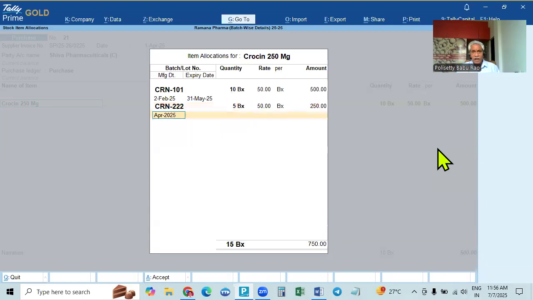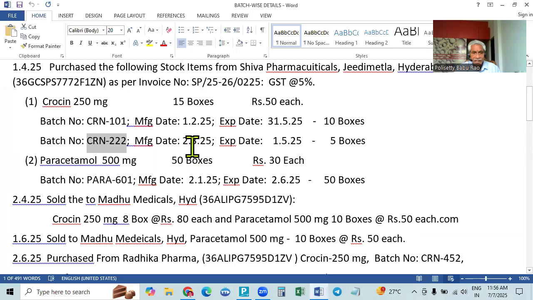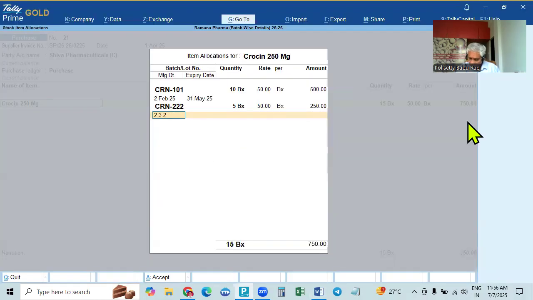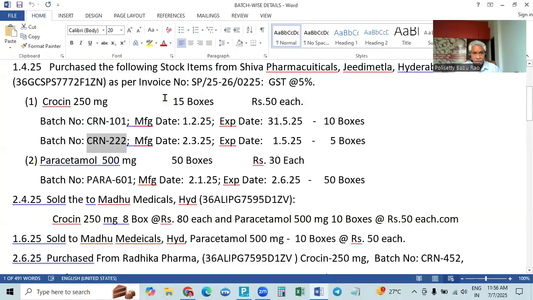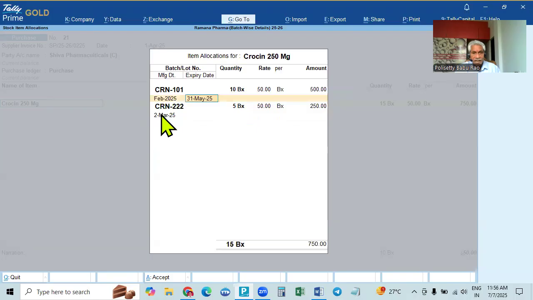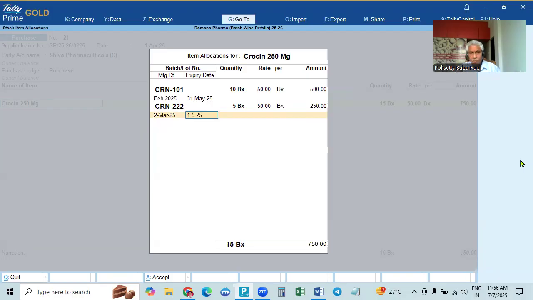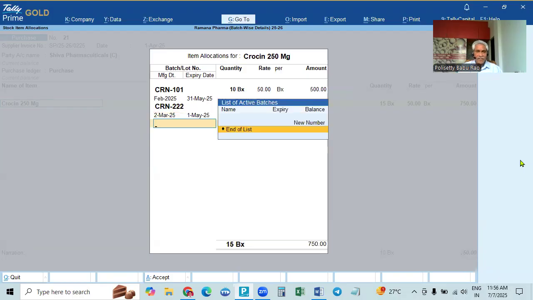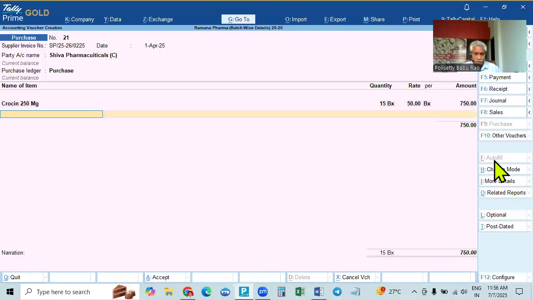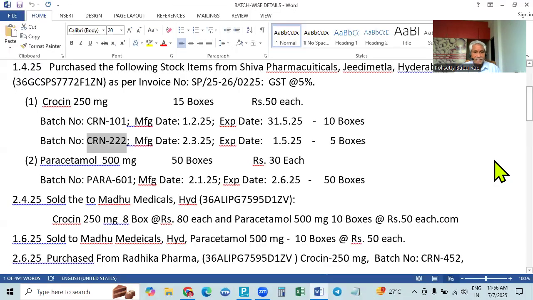Now again, it will take the voucher date. What is the date here? 2/3/25. It will take the date also. It is 1st February, so only month and year. And here 2nd March, so it is taking the date also. This is 1/5/25. End of list. There are 2 batches. If there is another batch, we will enter that also. That's all. Over.